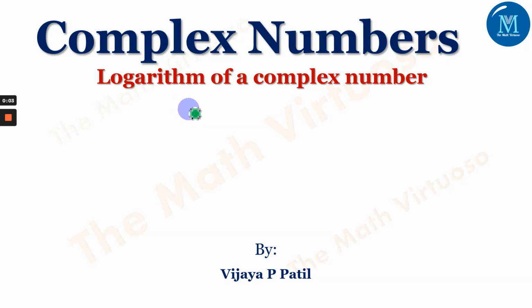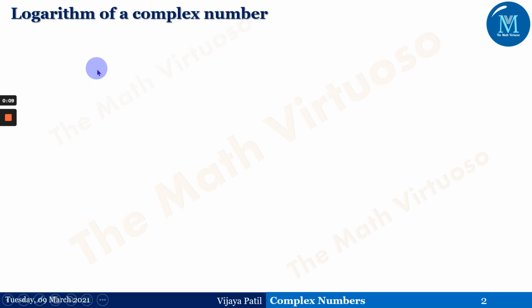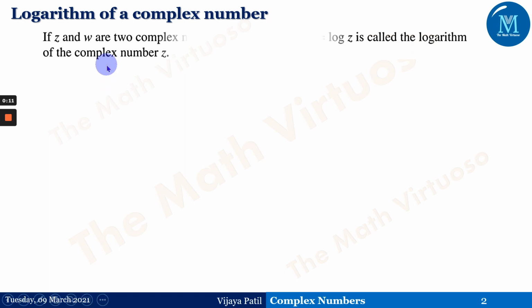Hello and Namaste. In continuation with the complex numbers, we are dealing with the logarithm of complex numbers. What is the logarithm of a complex number? If z and w are two complex numbers, and they are related to each other with this equation, then w is equal to log of z, which is called the logarithm of a complex number z.